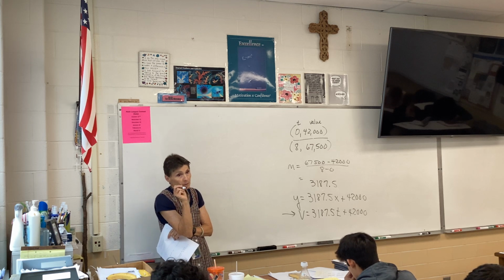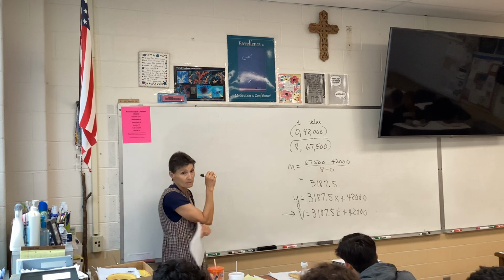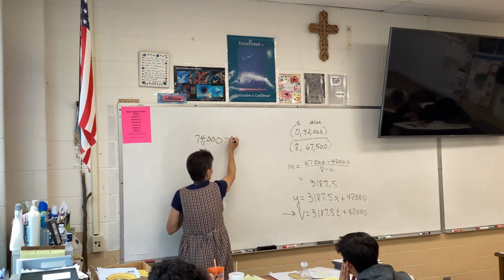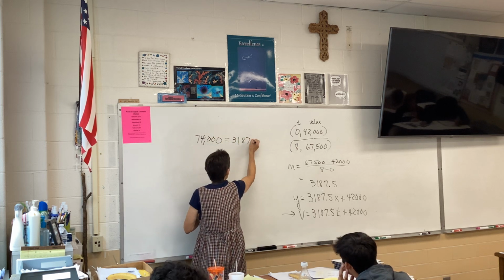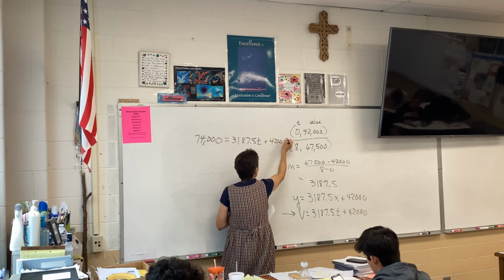Why am I putting it into y? Because it's a value, right? It's money. So 74,000 equals 3187.5t plus 42,000.